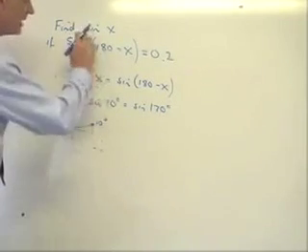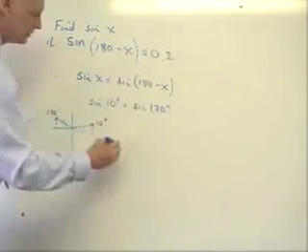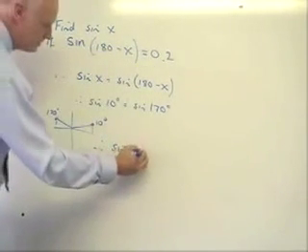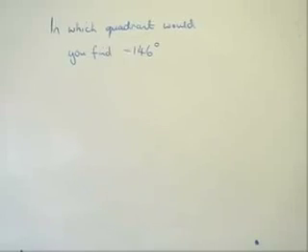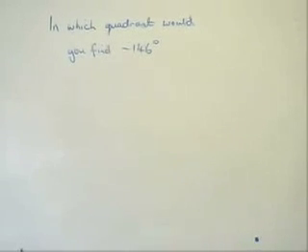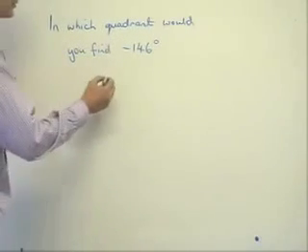Therefore, if sine of 180 minus x is 0.2, sine of x must also equal 0.2. In which quadrant would you find negative 146 degrees?